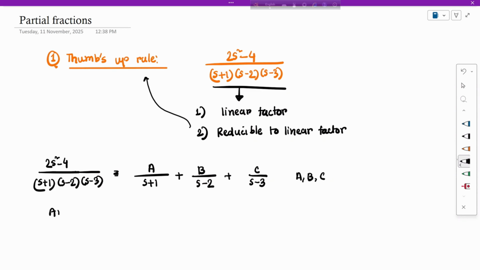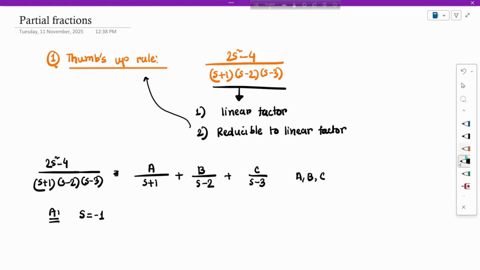In order to determine the value of a, we have to put s equals -1 in this expression right here, excluding the s plus 1 factor, because if we include the s plus 1 factor and input s equals -1, this factor is going to be -1 + 1, which is 0. So this entire expression is going to become undefined. We want to find the coefficient of the factor s plus 1. That's why we will exclude this factor and input s equals -1 in the remaining expression.